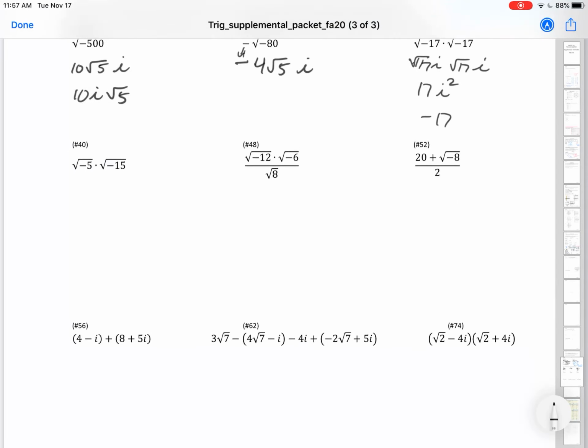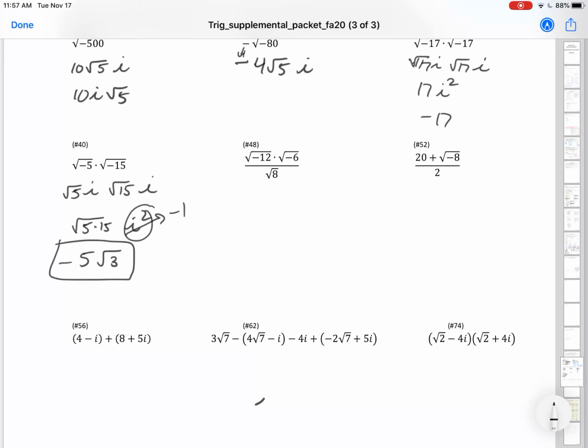This is root 5 i times root 15 i, which is root 5 times 15 i squared. So a 5 will come out, a 3 will have to stay underneath, and i squared is negative 1, so we're going to have negative 5 root 3. We took two imaginary numbers, multiplied them together, and got a real number. So those are two purely imaginary numbers that we multiplied together.